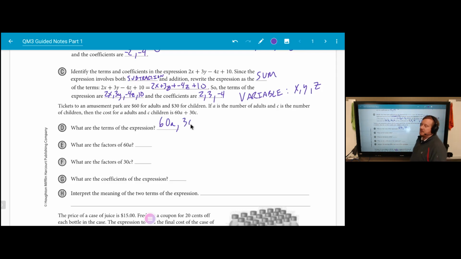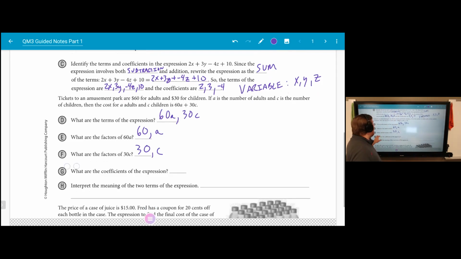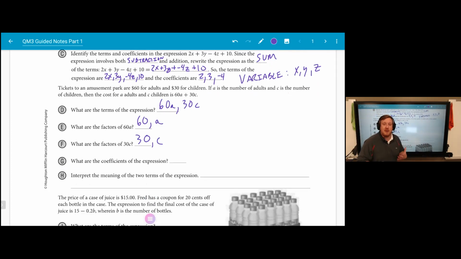What are the factors of 60A? In other words, what's multiplied together? Well, it's 60 and A. What are the factors of 30C? Well, it's 30 and C. It's what's multiplied together. What are the coefficients? What are the numbers multiplying your variables? They are 60 and 30.